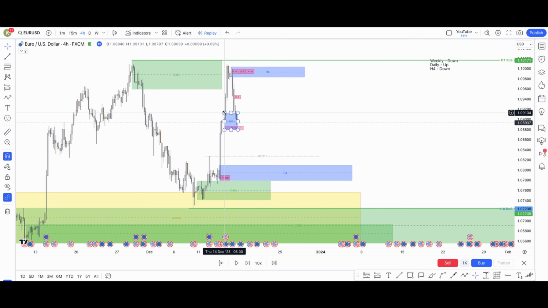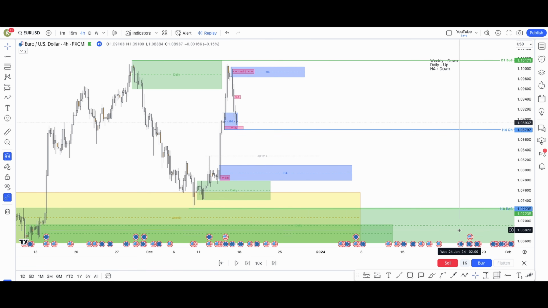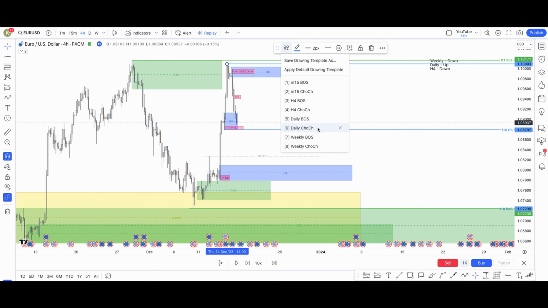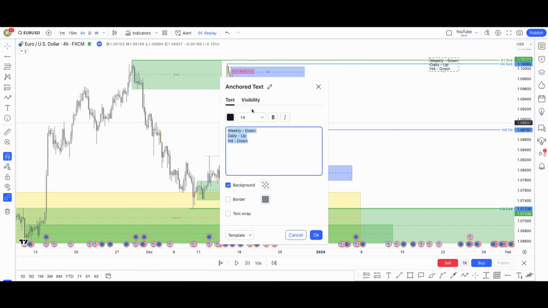So H4 boss up, chock is right here. So H4 chock, very helpful. Glad that I just remembered to do this. H4 chock. And H4 boss is right here. Right, so H4 is up. Okay, I don't know when I last updated that, but never mind.